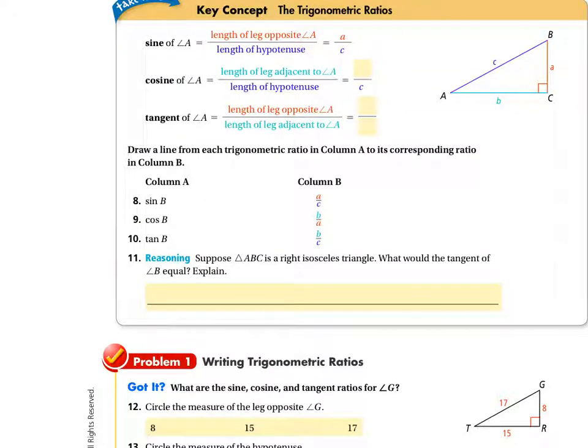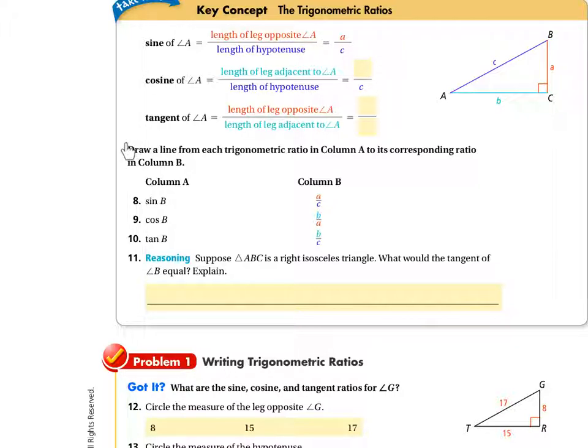So here's our key concept. If you've never seen these before, we're going to use the ratios of the side lengths of right triangles to help us find other side lengths and other angles. And so we looked at special right triangles that were 30-60-90 and 45-45-90. But what if we don't have those triangles? What if our triangle has degree measures of 53 and, I don't know, whatever, 37? Then what do I do?